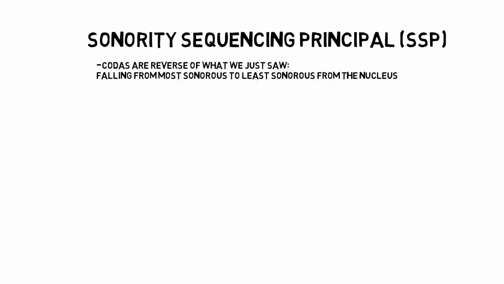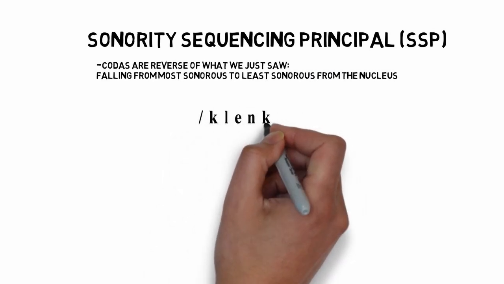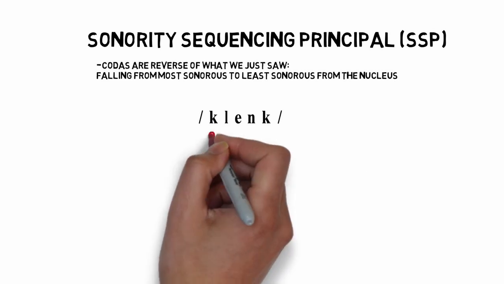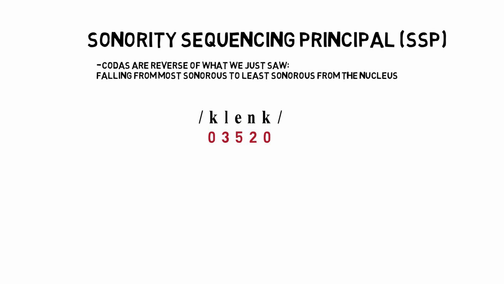We would expect a falling sonority in codas. If we take a look at the word clank, we see that we have the progression 0, 3, 5, 2, 0. We've got a nice rise up to the nucleus, and then from the nucleus we have a nice fall in sonority.